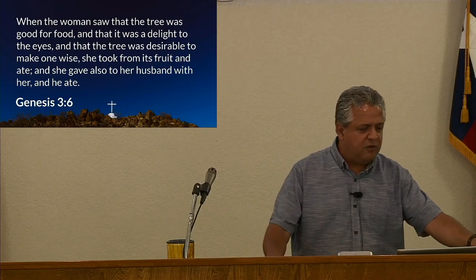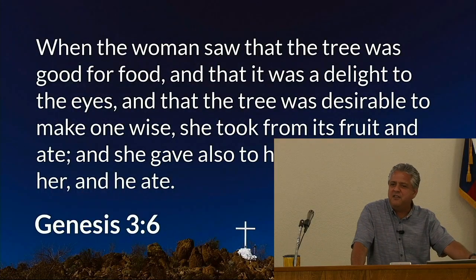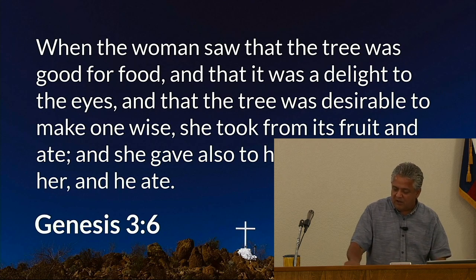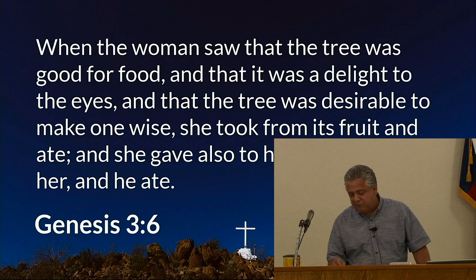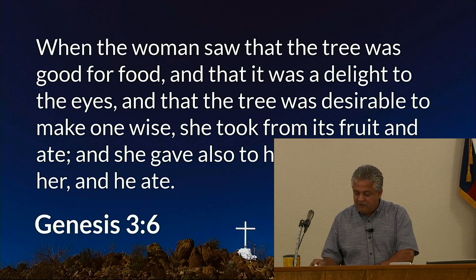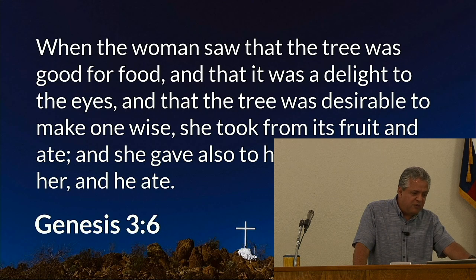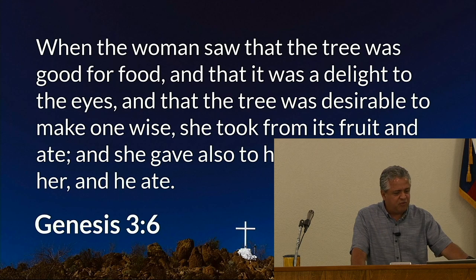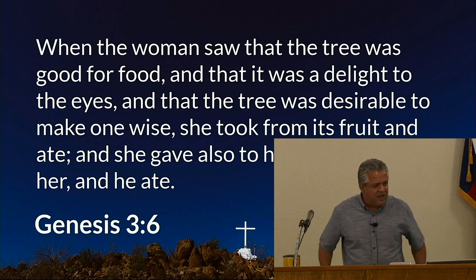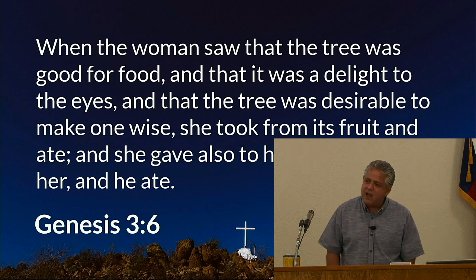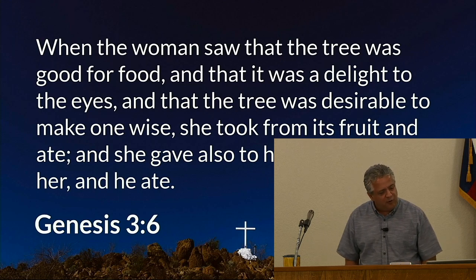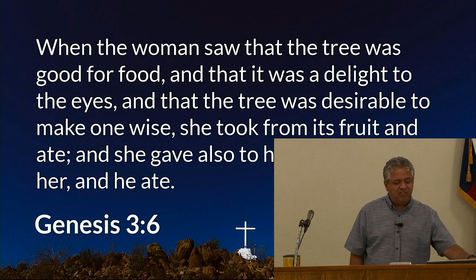So she saw that the tree was good for food and that it was a delight to the eyes. See, it's meeting every one of her lusts. The lust of the flesh, the lust of the eyes, the pride of life. All here in these few moments, Eve looking at the fruit. So she saw that it was good for food. She saw that it was a delight to the eyes. And that the tree was desirable to make one wise. Satan's got her. I want to be wise. So she took from its fruit and she ate.